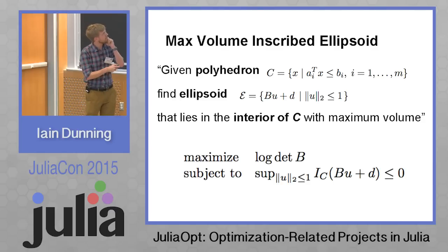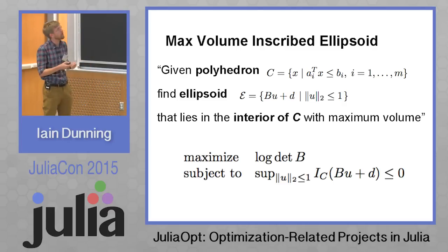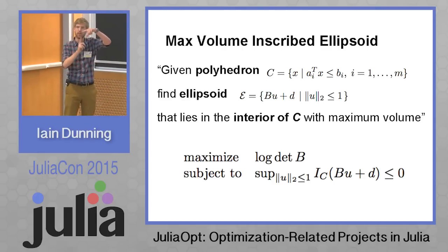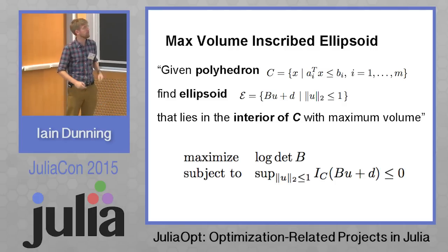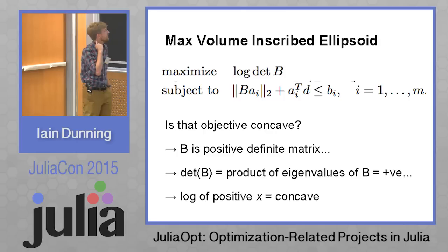But the problem is it's not super obvious to me, at least when I first looked at it, that log det B was itself a concave function. So we're maximizing, so we want a function that's like an upside down shape. So if we go up, we know that we're always going to hit the best possible volume. We can write out that constraint in a nicer form. And now we want to ask, is that objective concave?